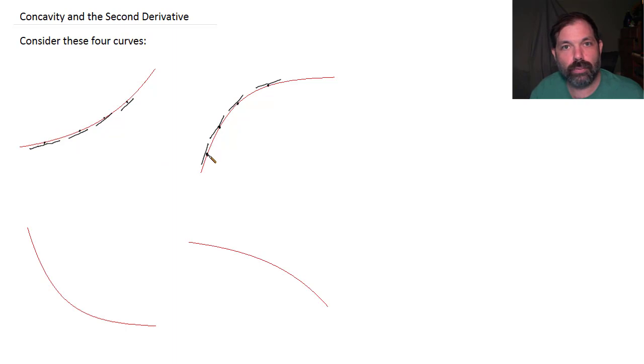The second curve is also increasing, but now look at the slopes. If we think of the values of those slopes, they are decreasing. This curve is increasing at a decreasing rate.